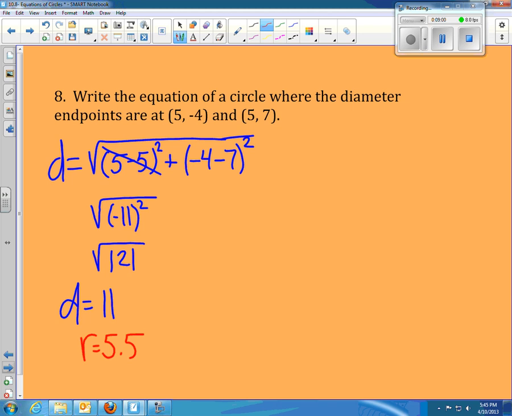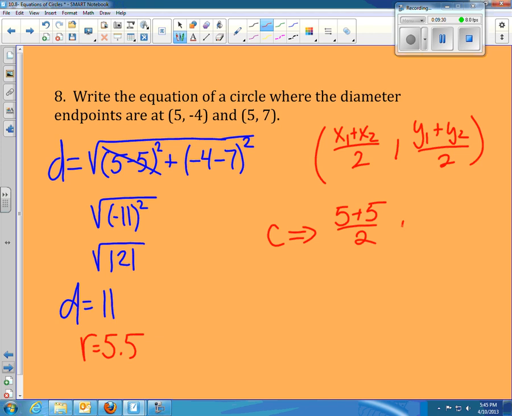Now to come up with the center, think about it. Our diameter goes from one end of the circle to the other end, and right in the middle is going to be our center. So if we want to find the middle point of that diameter, we're going to find the midpoint. And so remember, our midpoint formula was (x1 + x2)/2 and (y1 + y2)/2. So if we want to find our center, we are going to add our 2 x terms and divide by 2, and we're going to add our 2 y terms and divide by 2. So if we do this, we get a center at 5 and 1.5.